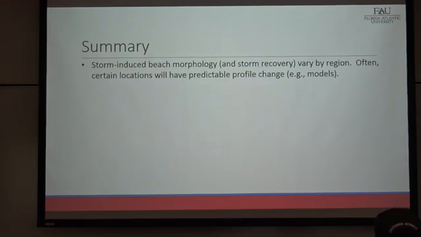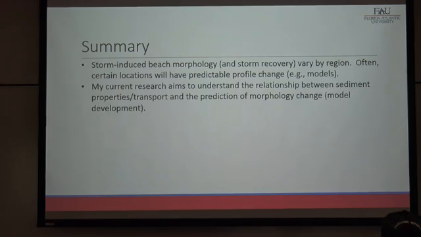So in summary, right, I've talked to you a little bit about the fact that beach morphology changes. Sometimes it's predictable, but if it is, we want to know what those changes are and how we can predict them. So this is central to my research at FAU. What I'm interested in is trying to determine what's that relationship between the sand that's moving around and those morphology changes, and whether or not we can predict the morphology changes.